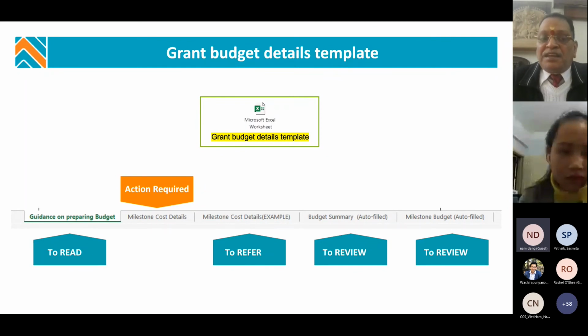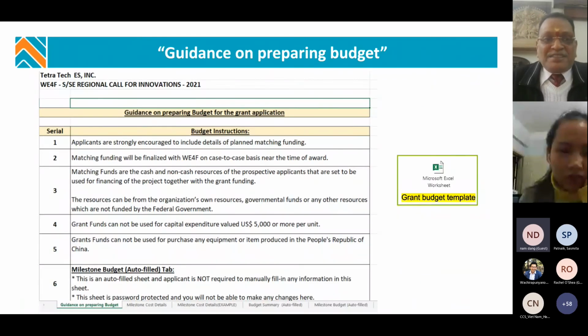And then there are budget summary and milestone budget. It is auto-filled. You don't need to fill any information in the budget summary or the milestone budget. So both are auto-filled based on this milestone cost details. Next slide, please. Thank you.